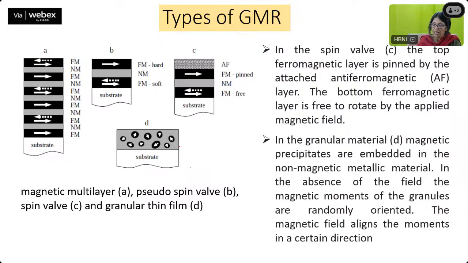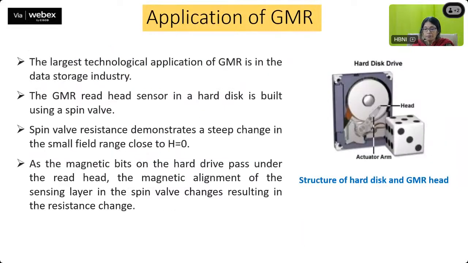Whereas if you have a granular material, then the magnetic precipitates, as you see, are embedded in the non-magnetic metallic material. In the absence of the field, the magnetic moments of the granules are all randomly oriented, as is shown over here. And when you apply the magnetic field, then gradually the magnetic field will align the moments in a particular direction. So this is how you have these different kinds of giant magnetoresistive elements.